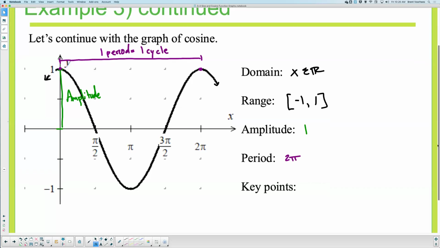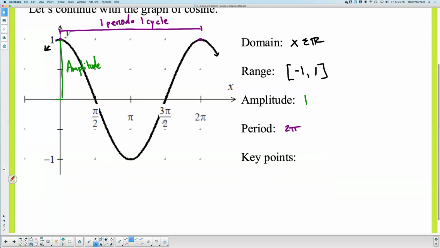Finally, our key points. How many key points are there? 5. I'll do zeros first. We had a 0 at, how would you list this coordinate here? Yep. You would say pi over 2, comma, 0, and the other? 3 pi over 2, comma, 0.